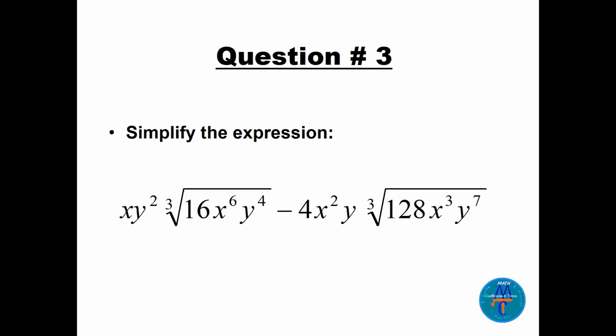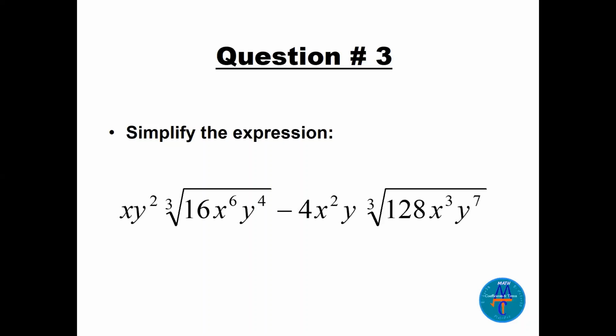Now let's see question number 3. A little long question. Simplify the expression: xy squared cube root of this quantity minus 4x squared y cube root of this quantity. I advise you here in this question to pause the video for a little time and then simplify each cube root and see if you can add or subtract here to simplify the whole question.